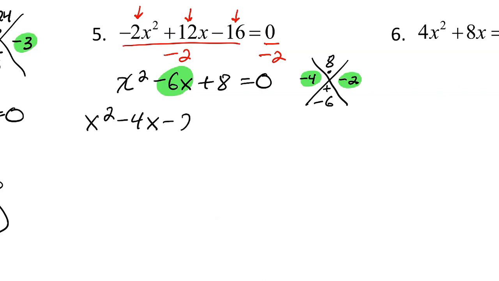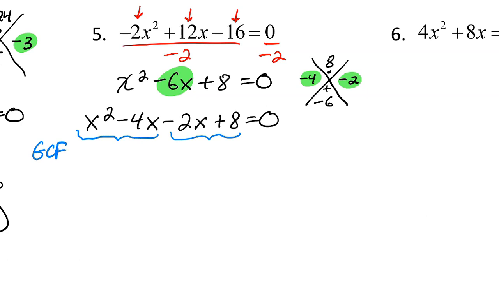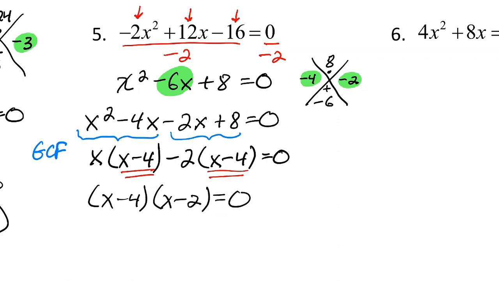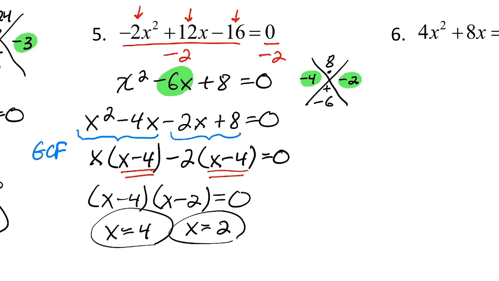x squared minus 4x minus 2x plus 8 equals 0. We're going to take the greatest common factor. So the greatest common factor we have is x, leaving x minus 4. Take a negative 2 out, and you get an x minus 4. It's important to take a negative out there. And notice we have identical factors. So we have an x minus 4. We have an x minus 2. The stuff on the outside is in its own group now. So we get x equals 4 or x equals 2 when we set both of those equal to 0.